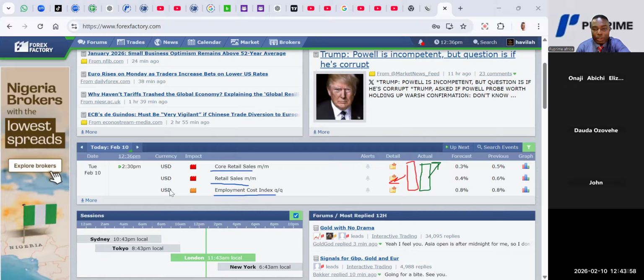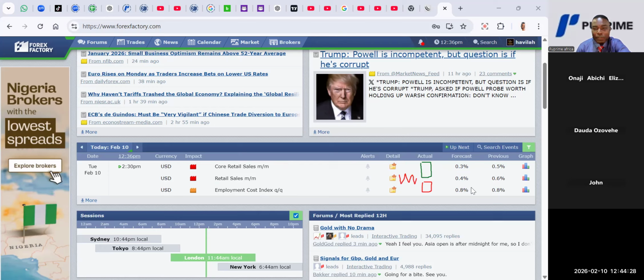But then we see that all the news we're expecting are not all of them related. These two are related, but this last one is not related to them in any way. So it's possible to have a scenario where probably we have the news good for core retail sales and retail sales and bad for the employment cost index. In that instance, we'll see a spike in the market, buying and selling simultaneously. It's advisable to stay out in such a scenario.